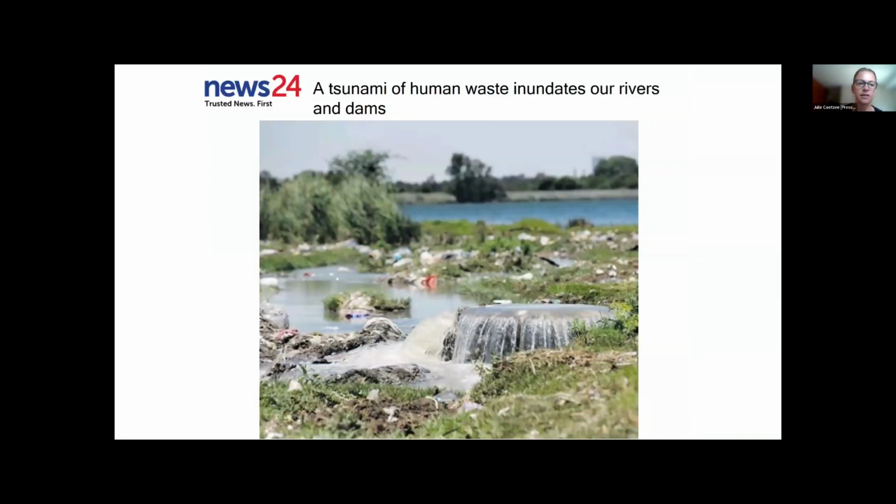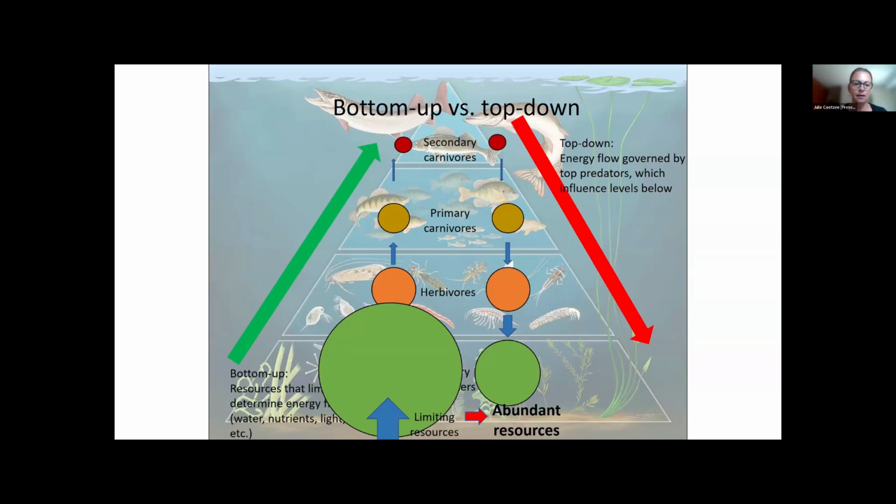And this is just from a South African newspaper, News 24, where it shows that a tsunami of human waste inundates our rivers and dams. That's because our wastewater treatment works in South Africa, our municipalities haven't maintained these. And so we are getting huge amounts of untreated wastewater just flowing into our aquatic ecosystems. And that is what is providing the abundant resources, which then allows these plants to explode.